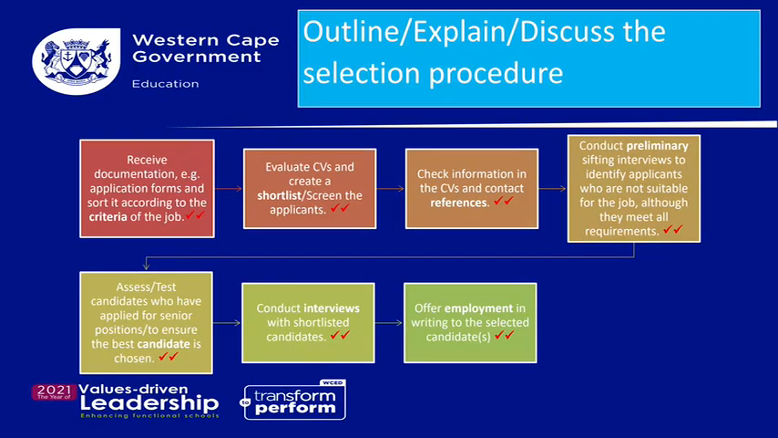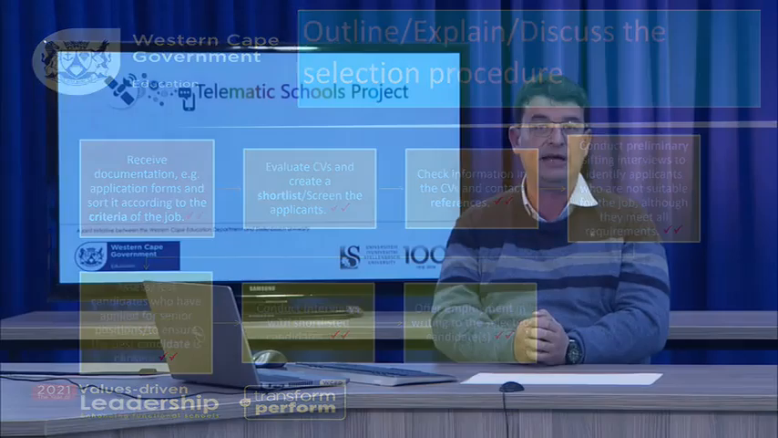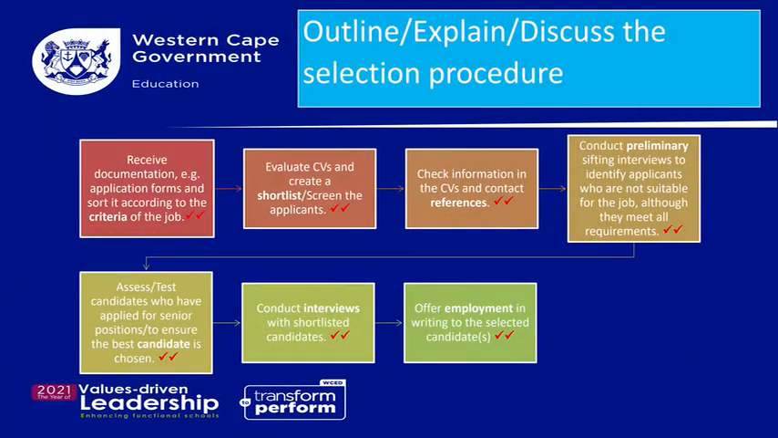The next one is I then conduct the main interview with those shortlisted candidates. And then if I choose the relevant person, the whole selection process ends with me offering that person employment. And of course, in writing, I don't just say that. I need to offer them that position in writing. Right, so that is the selection procedure.